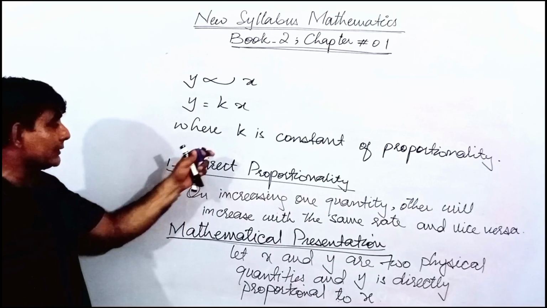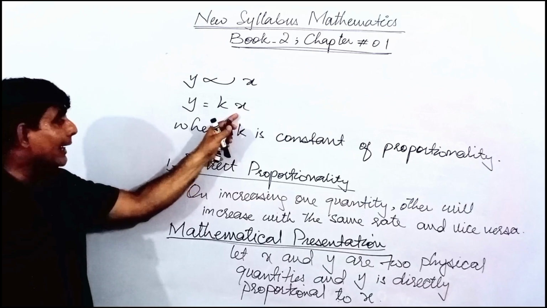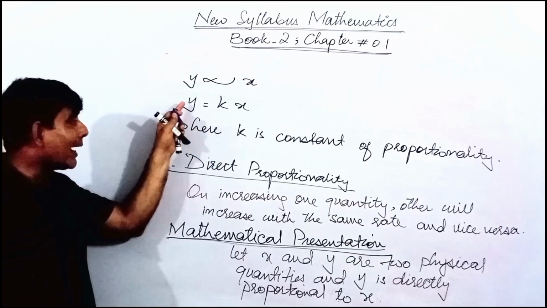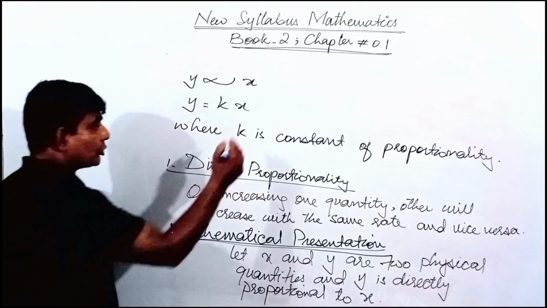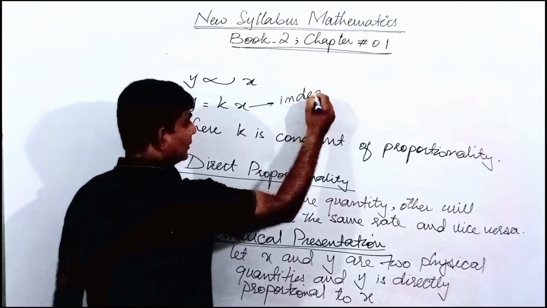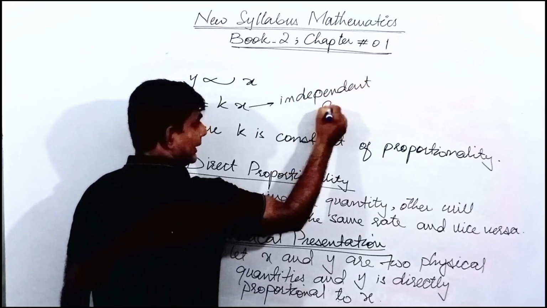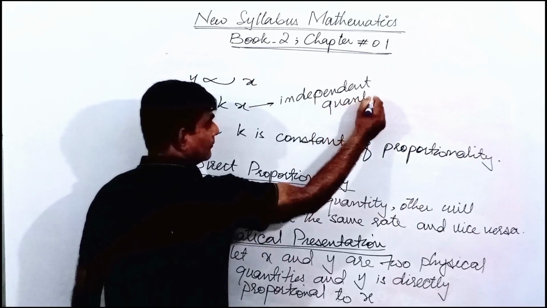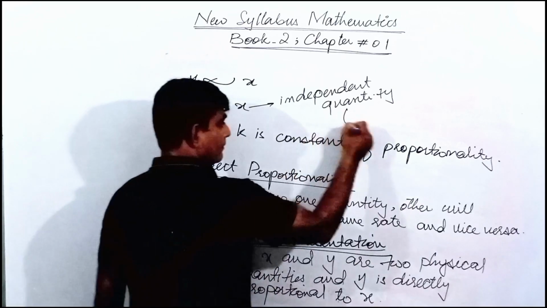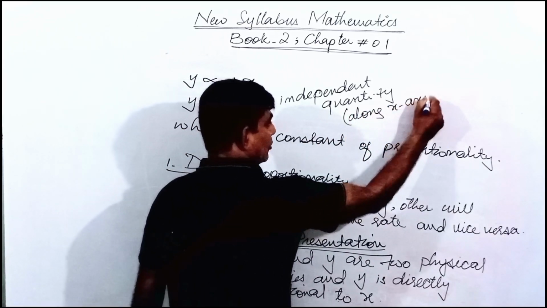Always there are two quantities. Whatever is multiplied by k is the independent quantity. And whatever is over here is the dependent quantity. Y depends on x, so x is the independent quantity. Always consider it along the x-axis.